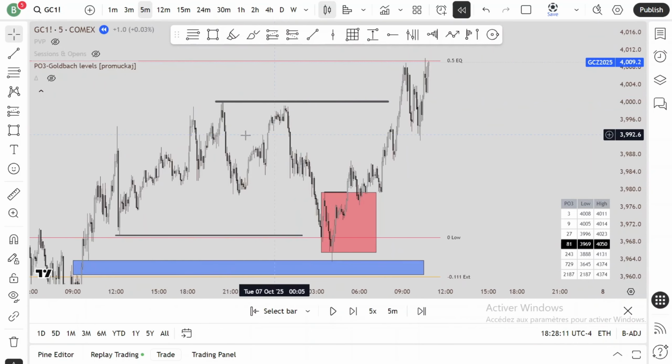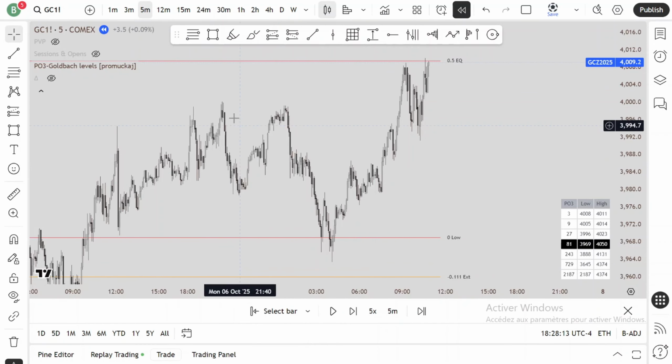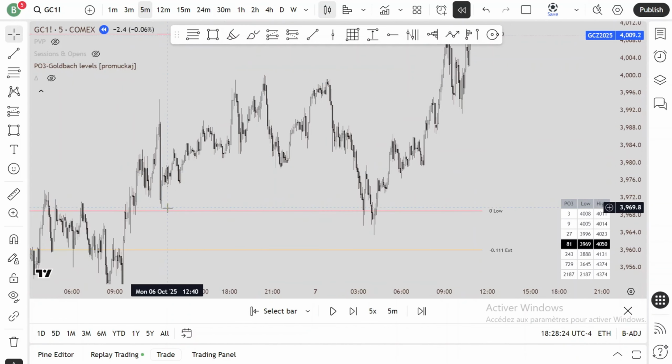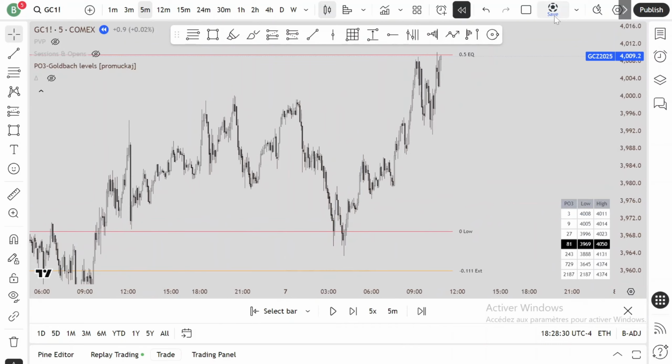So just to say that this was a sharp swing high, but it was inducement. And this is sharp swing low, but this was inducement. And we had to sweep it. So yes.